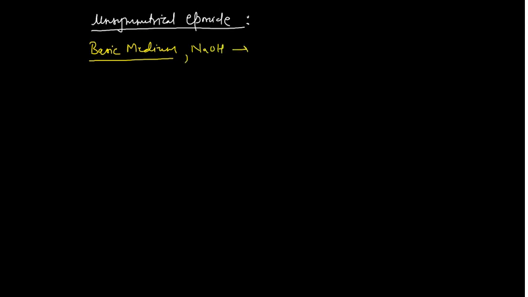Unsymmetrical epoxide. So how does this unsymmetrical epoxide open? What would be the regioselectivity in that case? Say I am doing the reaction in the basic medium. For example, you have taken sodium hydroxide. This sodium hydroxide will liberate hydroxide ion, OH negative, which is nothing but your nucleophile.